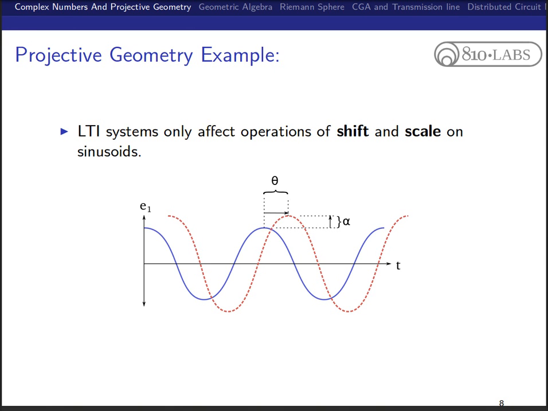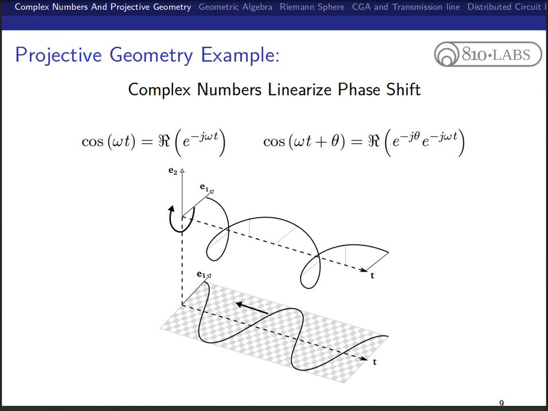So linear time invariant systems can be analyzed by restricting the transforms at any given frequency to these two specific transforms. Okay, so generally what we're going to do is linearize this. The problem is that phase shifting is not a linear operation like scaling is, so we need a trick to linearize it. And the trick happens to be that we're going to create a helix in three-dimensional space.